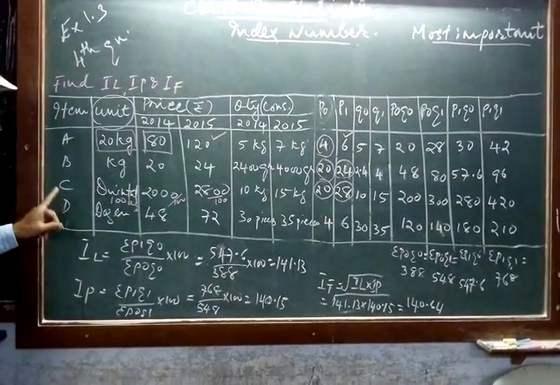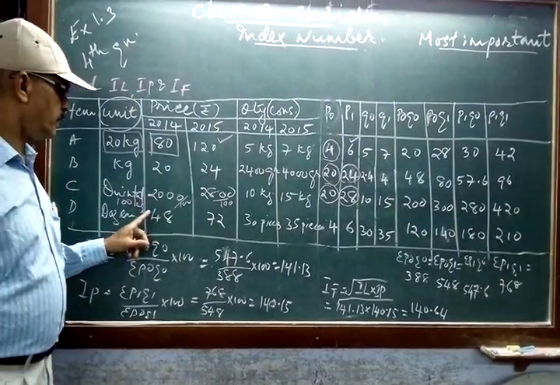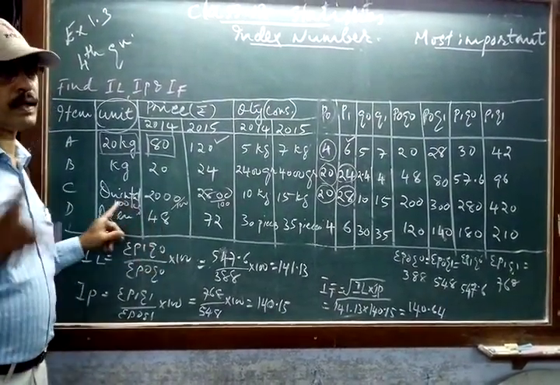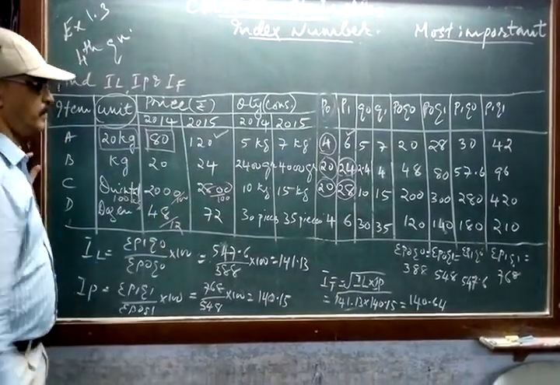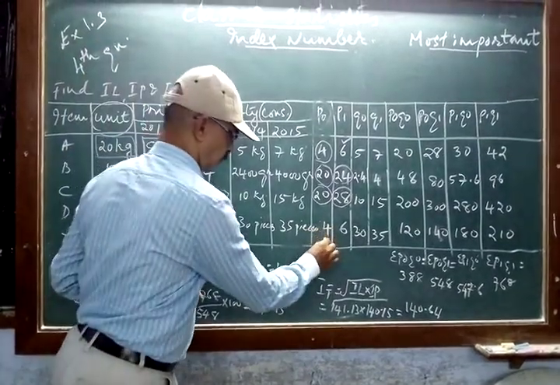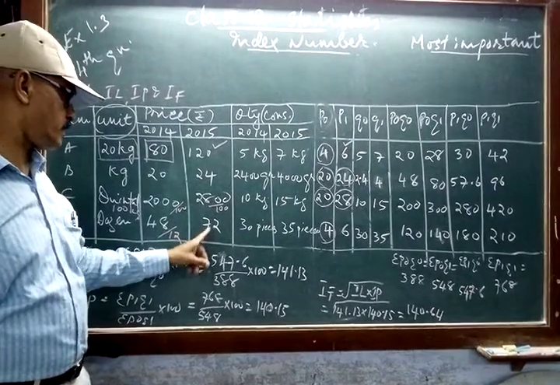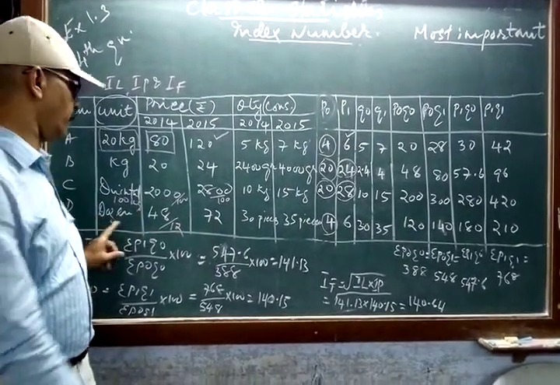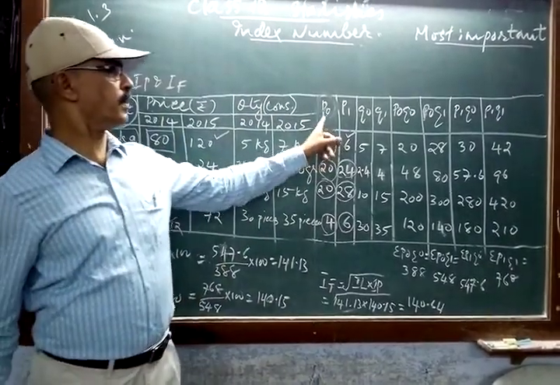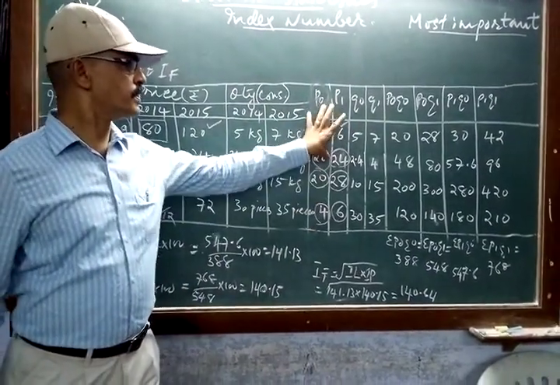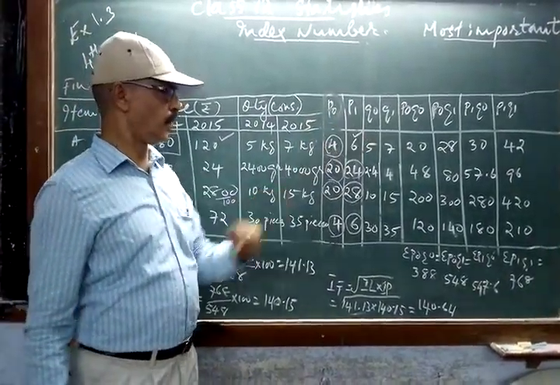Then the fourth item, dozen, is given for item D. That means 48 rupees is the price per dozen. Per dozen means 12 pieces. So 48 divided by 12 is equal to 4, and therefore that is P0. Whereas P1 is 72 divided by 12, that is equal to 6. So we got P0 and P1. These are the two important things in this question, obtaining P0 and P1.